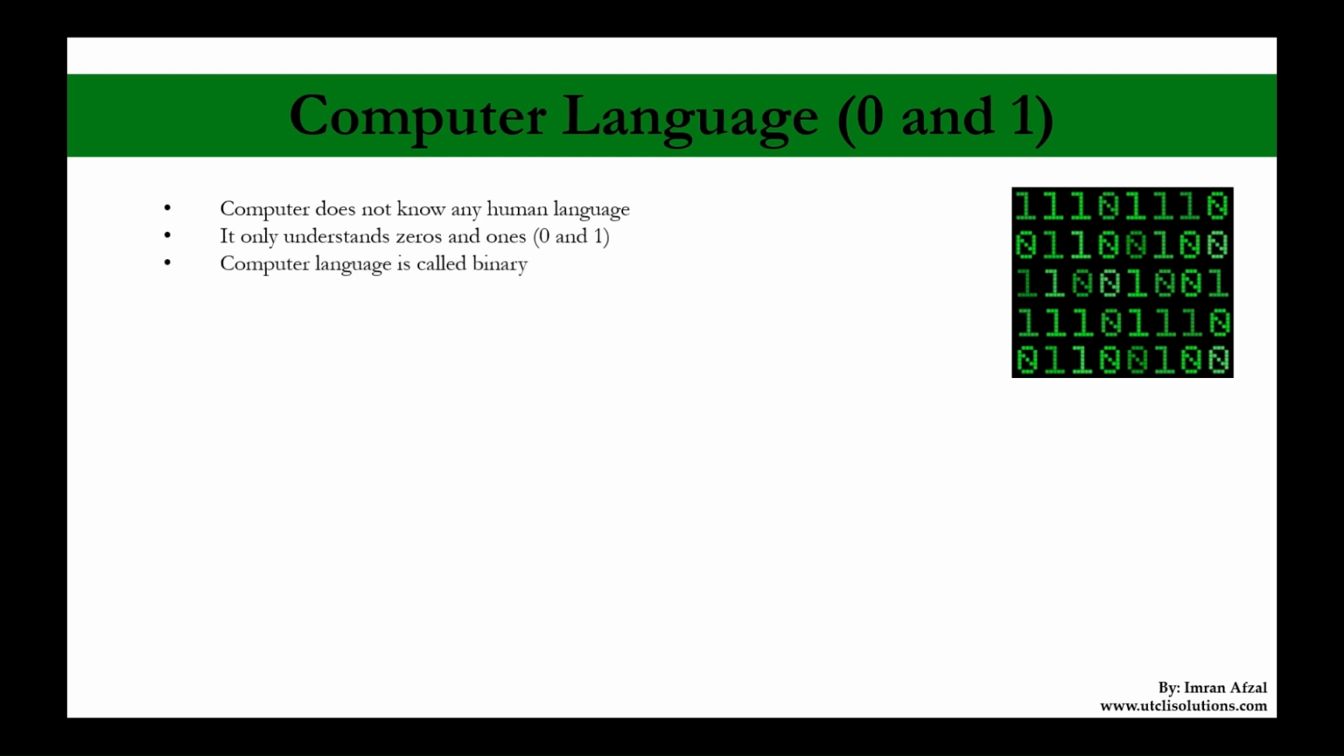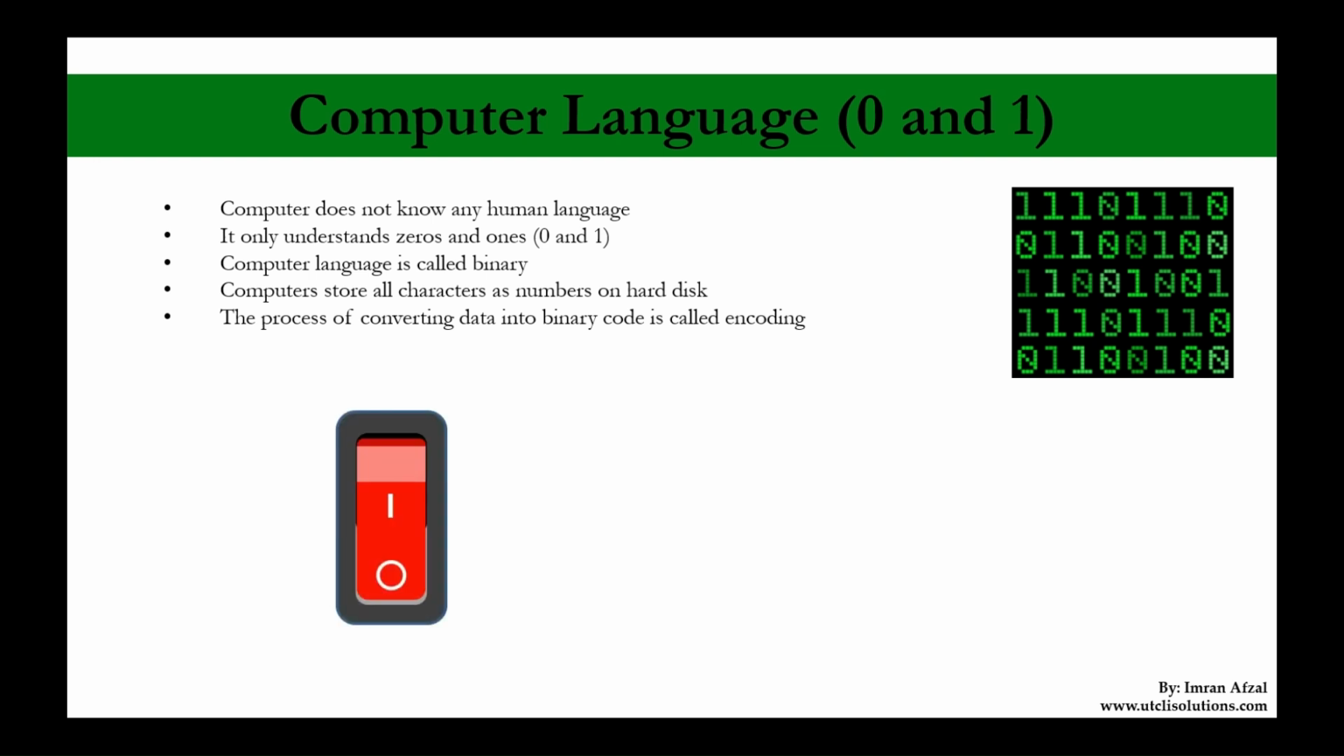The computer language, that 0 and 1 language, is called binary. A computer stores all characters as numbers on the hard disk, because a computer doesn't know what "hello" or "how are you" is. The computer converts that into these numbers, zeros and ones, and that's how it stores that on the hard disk. The process of converting that data into binary code is called encoding. Now, to better understand, let's visualize it.